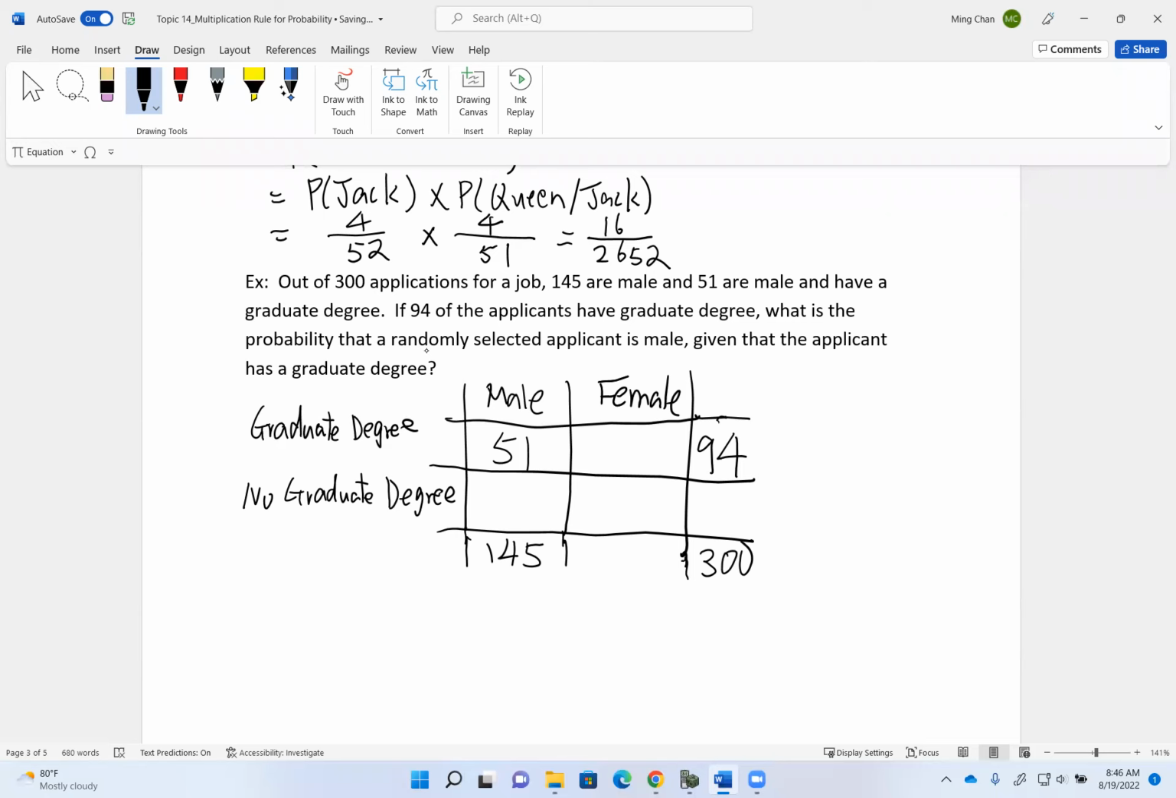If 94 applicants have a graduate degree, what is the probability that a randomly selected applicant is male? This question wants me to select male, given that the applicant has a graduate degree. This is similar to the one we did earlier. Graduate degree is the first event. The second event is to find the probability of a male. So your first event is graduate degree, right? There are 94 applicants total.